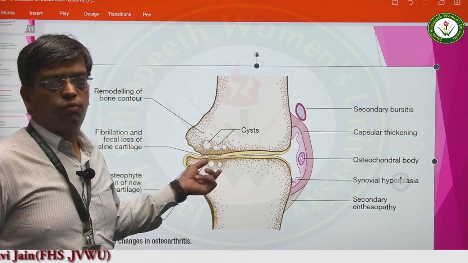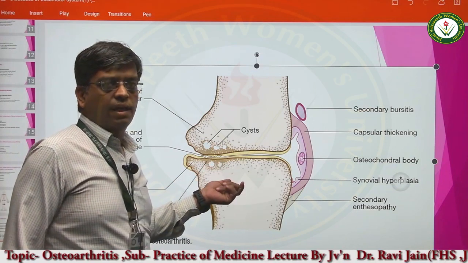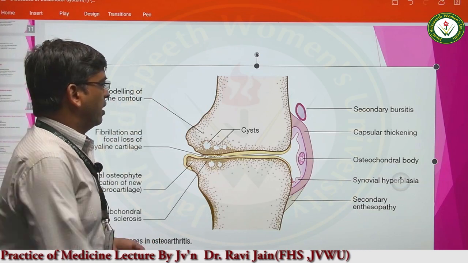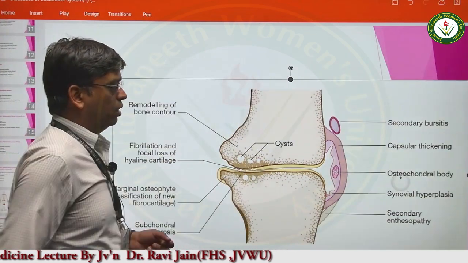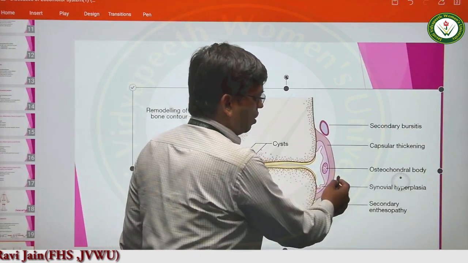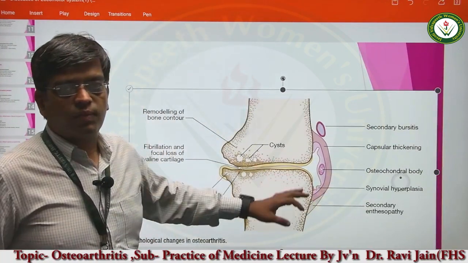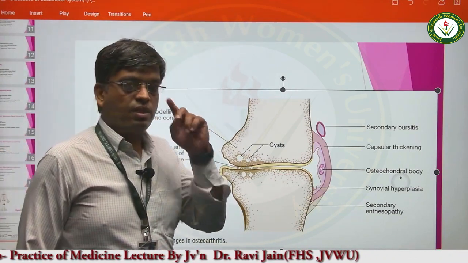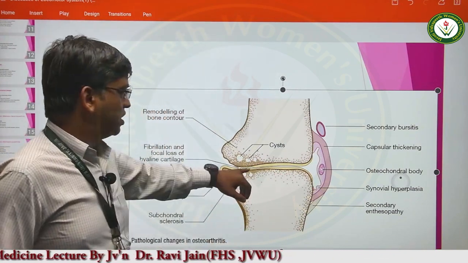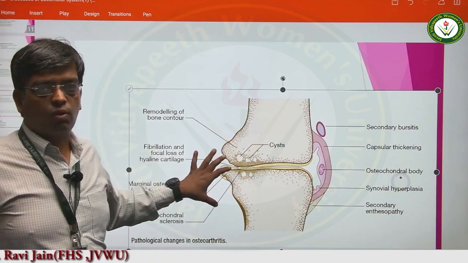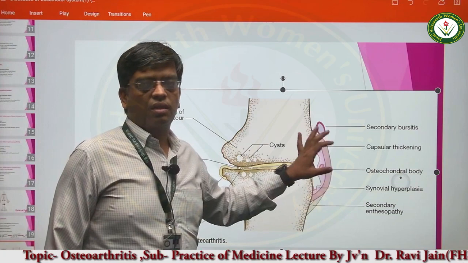So the first point was focal loss of the hyaline cartilage. Second point is proliferation of new bone, and third is the remodeling of the joint contour. There is also formation of osteochondral bodies. There are three types of changes that occur in osteoarthritis. The three types include the cartilaginous changes, the changes in the cartilage. Second is the changes in the bone that we have already discussed, and third are the other changes.